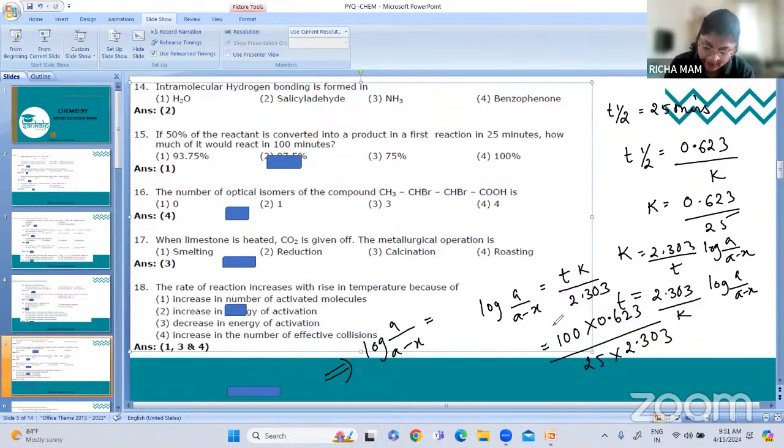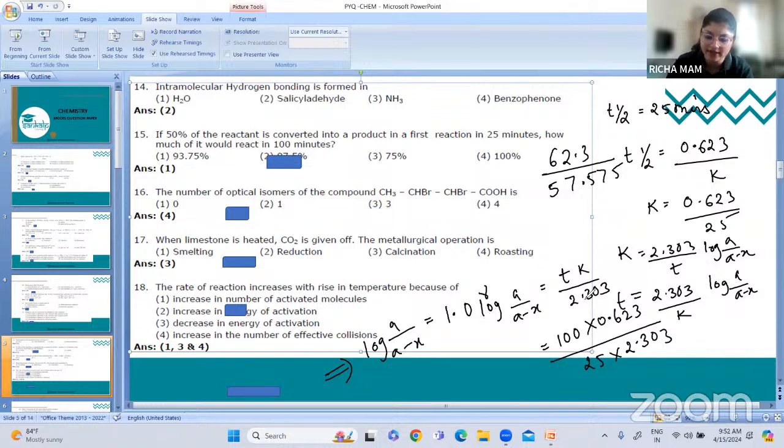So 100 into 0.623, this is 62.3, divided by 25 into 2.303. That is 57.575. Okay, so it is 62.3 divided by 57.575. So it is 1.08.